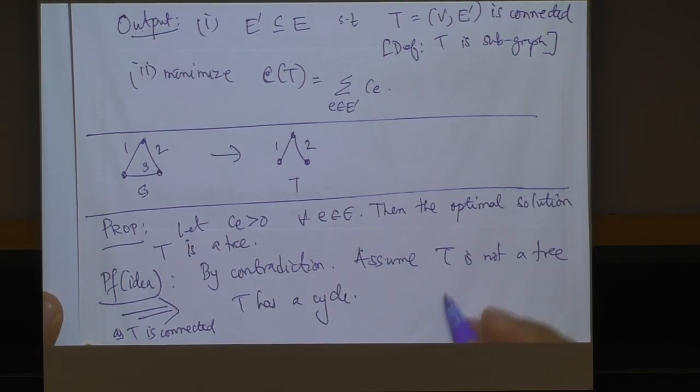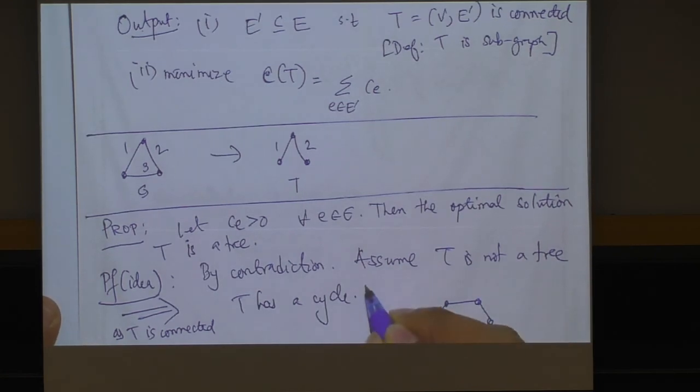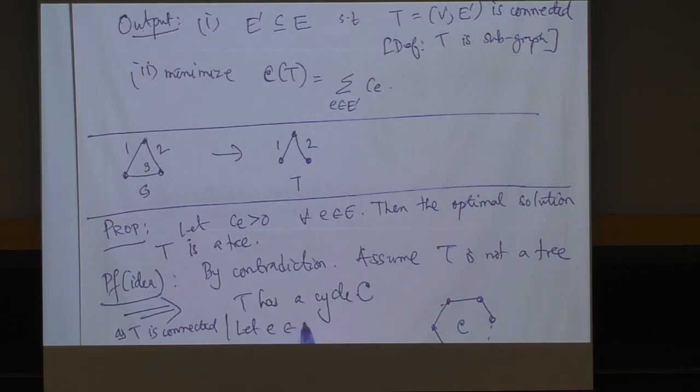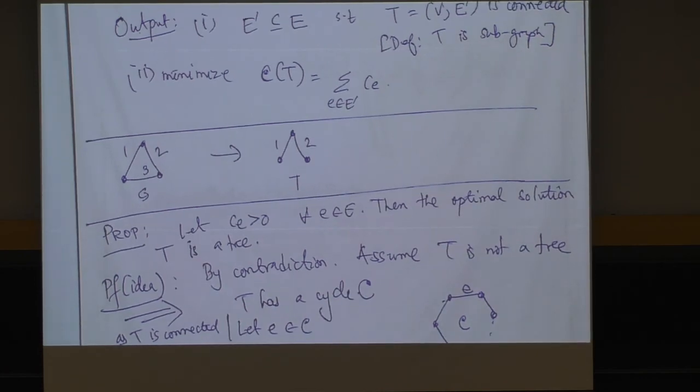Okay. So let me call this cycle C. And the rest of the argument is simple. Let's just pick any edge. So let edge e be in C. I'm going to throw away this edge. Can I get a new structure? And then I'm going to argue two things. This new structure is still connected and has a strictly smaller cost. And that will contradict our original assumption that T is not a tree.